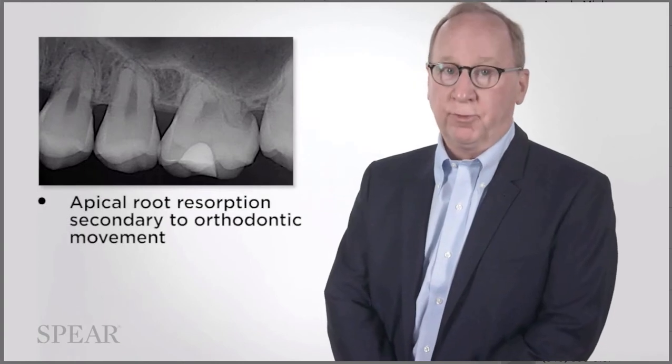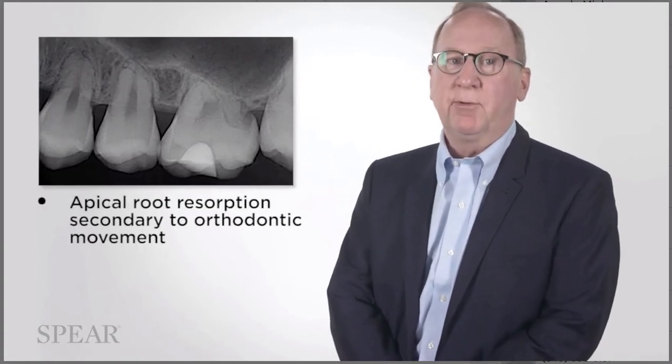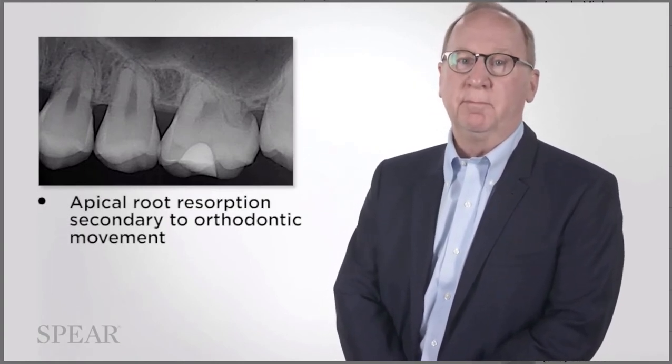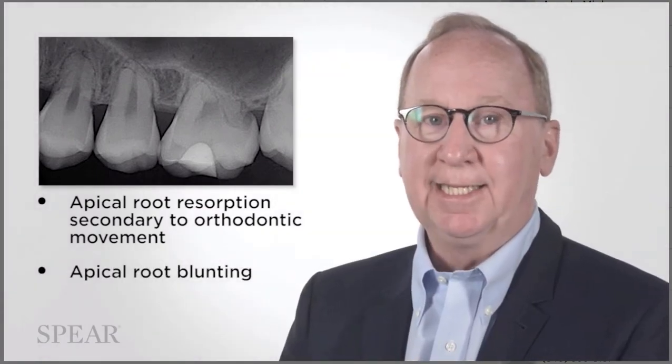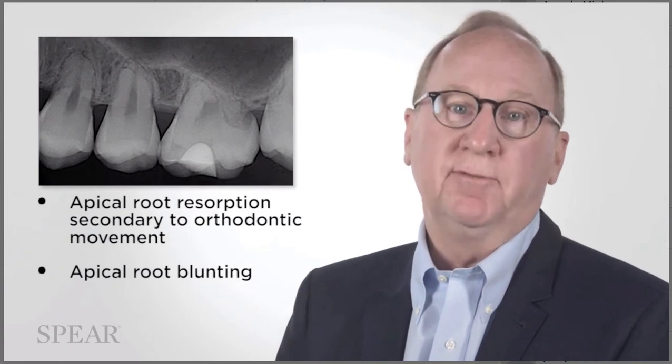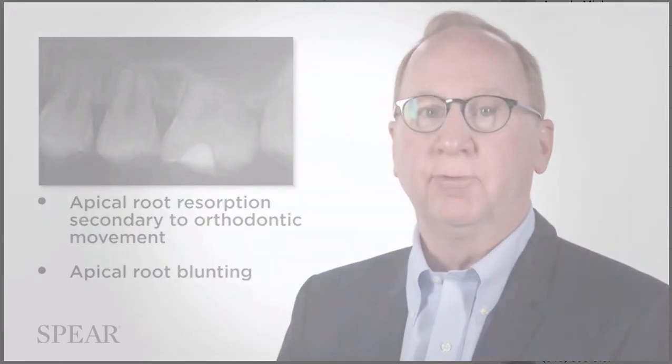Understand there's other types of resorption that aren't necessarily pathologic, but something that can happen. Here's a case where there's an extensive amount of root resorption, mostly apical, that was secondary to orthodontic movement, possibly going too fast. We see an apical root blunting in a case like this, and sometimes we'll even see a little bit of mobility in those roots.